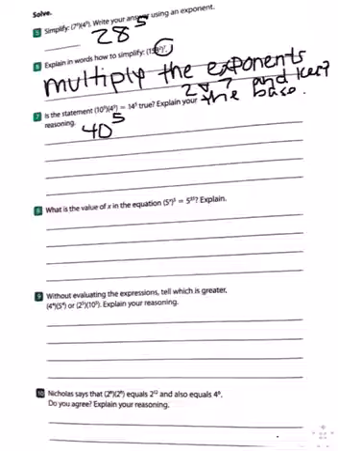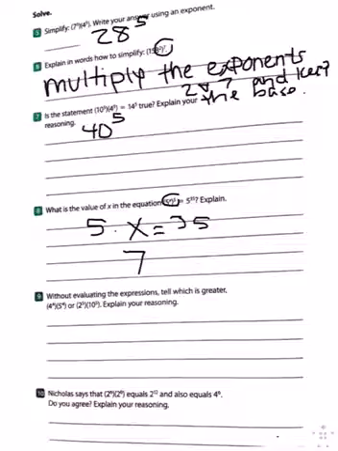Number 8. What is the value of x in the equation 5x to the 5th equals x to the 35th? This goes back to number 6, where we're raising an exponent to another power. We multiply the exponents. And so 5 times what number equals 35? And the answer is 7. 5 times 7 equals 35.